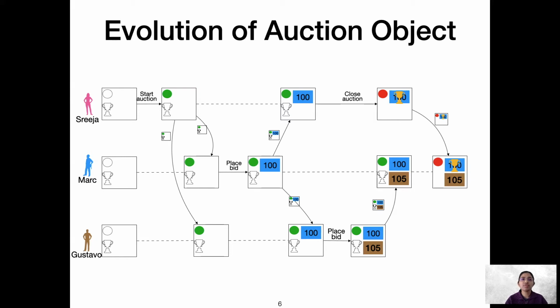To address this problem, we first need to define safety. Basically, we must identify the invariants of an object.